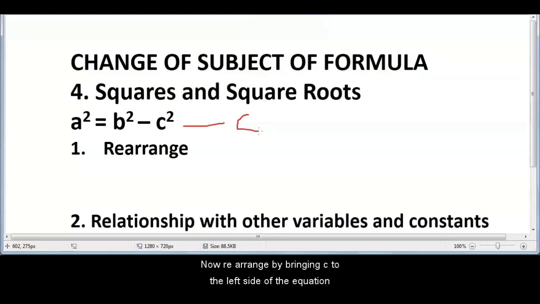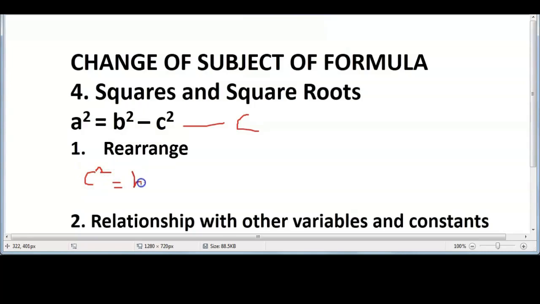Now rearrange by bringing c square to the left hand side of the equation and carry a square to the other side. So it's going to be c square is equals to b square minus a square.